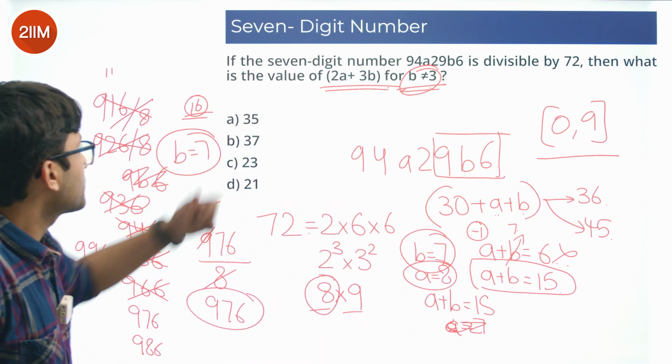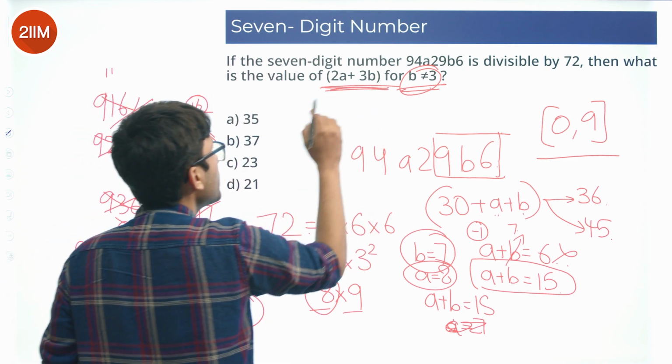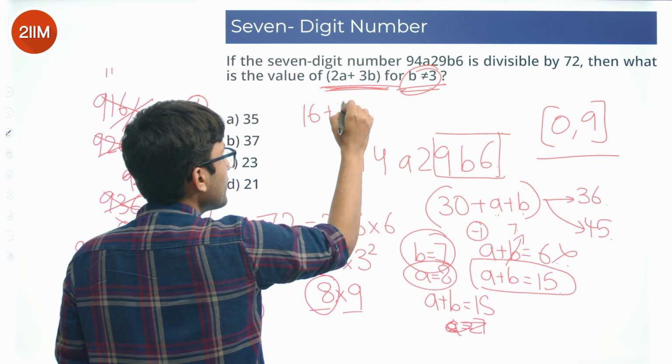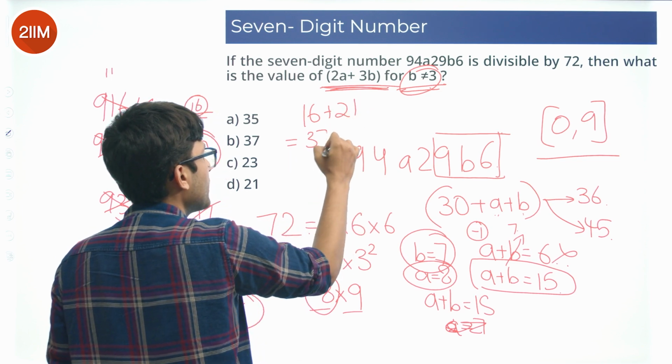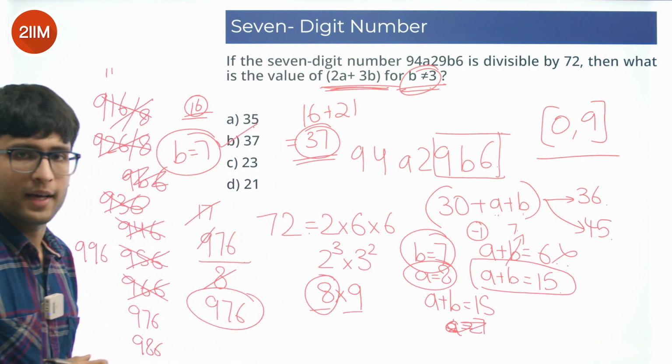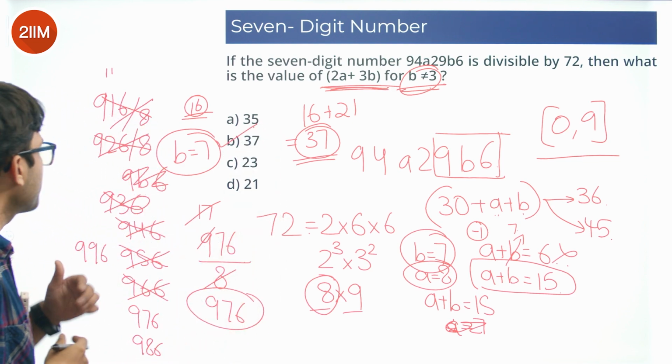So now I can substitute and get the value of 2A plus 3B. So this would be equal to 16 plus 21. This is equal to 37. My answer is 37. Option number B would be my answer. Let's continue.